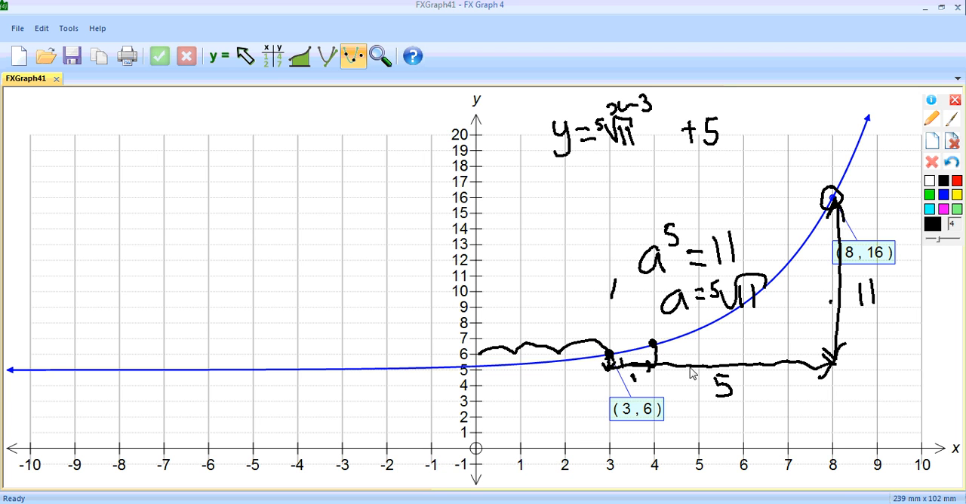So what we did is we went across 5, because we know that that's going to be the 5th power, and then we went up 11. So that means that from the 5th power of this number, you would go up 11. So y would be 11. So that means that a to the 5 equals 11. So a is the 5th root of 11.